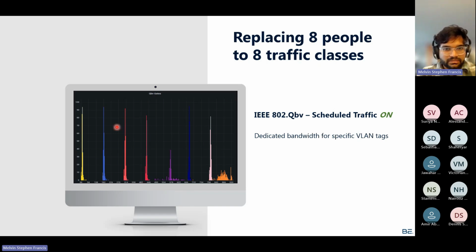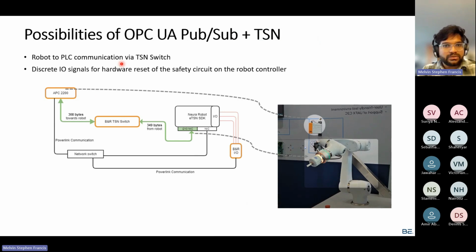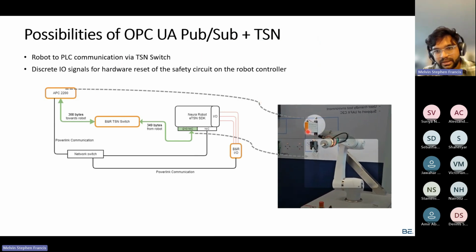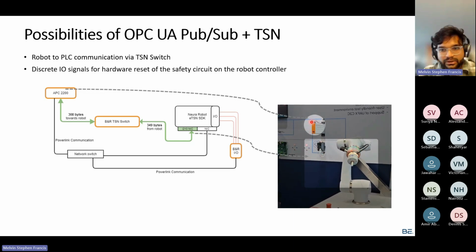Okay, so this helps us to say that OPC UA along with TSN guarantees the delivery of packets on time and also with very good jitter, which we will be seeing in the upcoming slides. Okay, so here is an example of possibilities with OPC UA PubSub plus TSN. You can see we are using a Linux B&R PLC, which sends the data to these robots.